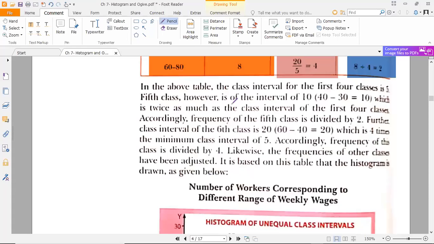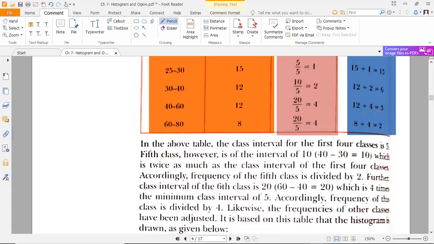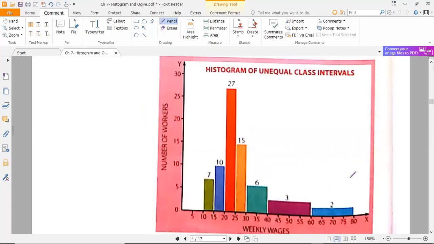In this case 40 to 60, this is 4 times. So you have divided it by 4, and the values have been divided like this. So this is how your histogram is going to look like. Now what is the rationale behind this? I will ask you, what is the formula for finding out the area of a rectangle? This you need to tell me.